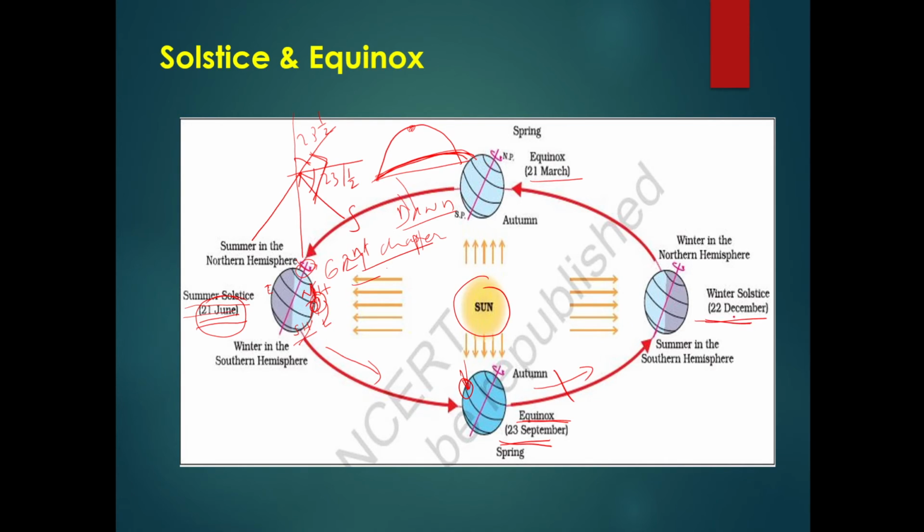This is 22nd December. So on 22nd December we feel what? Winter. So what is there in the northern hemisphere? Solstice accordingly, so it is the winter solstice. This position is the winter solstice: winter in the northern hemisphere, and at the same time summer in the southern hemisphere. Why summer in the southern hemisphere? Because now the sun rays will be vertical on the Tropic of Capricorn, right?